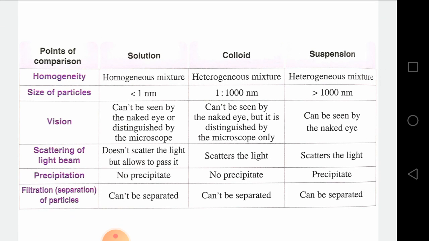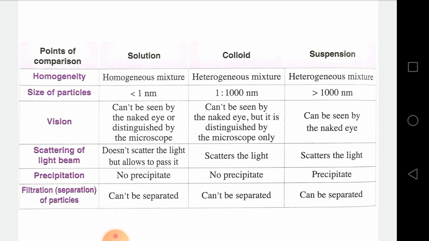Scattering of light beam. This is a phenomenon called the Tyndall effect. Simply, it means the passage of a light beam through a suspension, colloid, or solution. In the case of a solution, the light beam passes without any scattering, okay? But in the case of colloid and suspension, the light is scattered. This is also due to the size of particles.